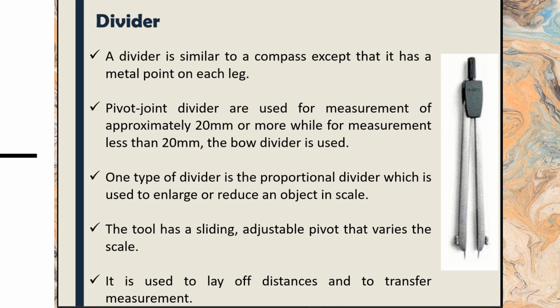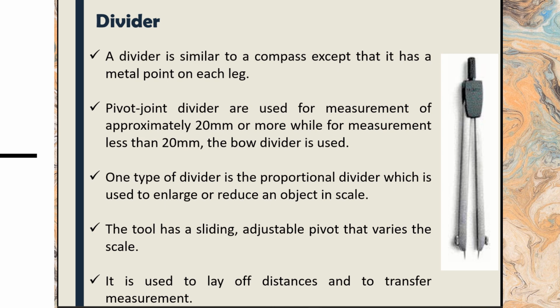Pivot joint dividers are used for measurements of approximately 20 mm or more, while for measurements less than 20 mm, the bow divider is used. One type of divider is the proportional divider, which is used to enlarge or reduce an object in scale. The tool has a sliding adjustable pivot that varies the scale. It is used to lay up distances and to transfer measurements. So that's the basic use of a divider.